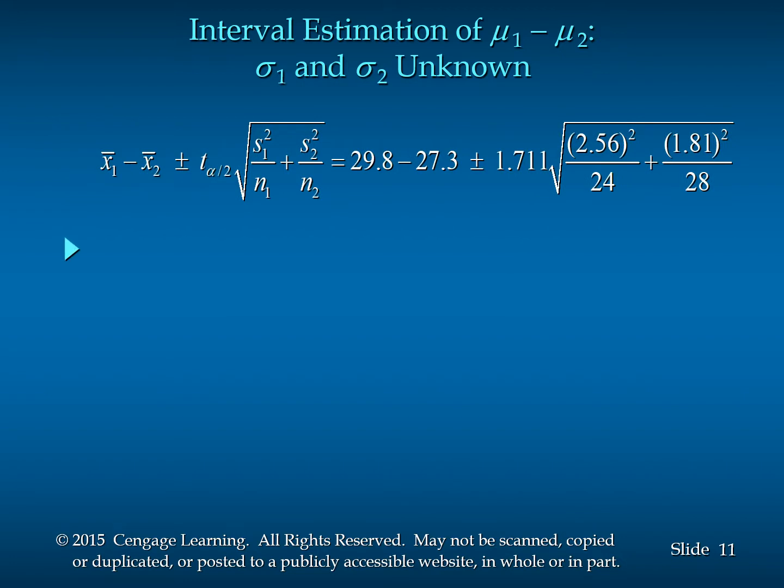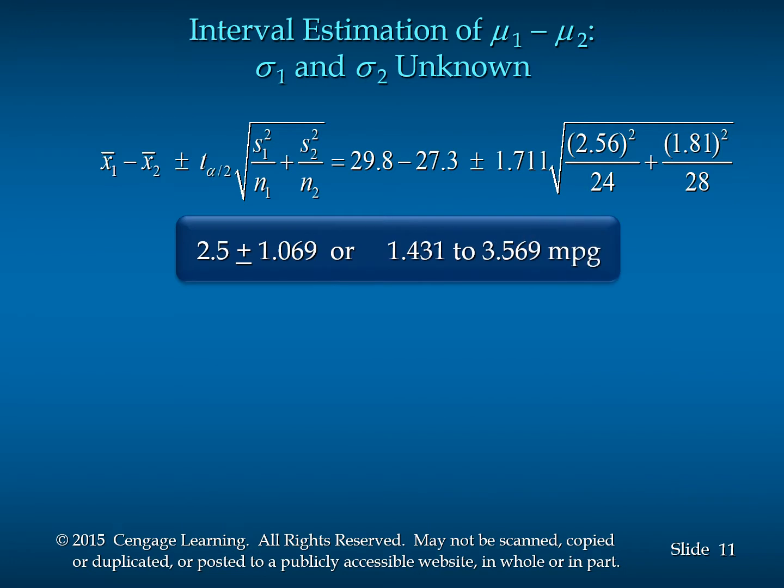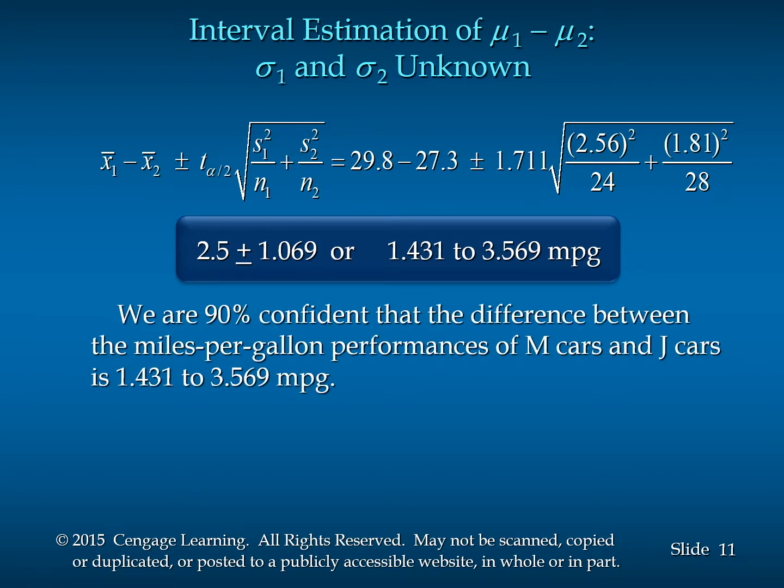In calculating that margin of error, we get 1.069. Therefore, the miles per gallon difference between the 2 populations will be between 1.431 and 3.569 with 90% confidence.